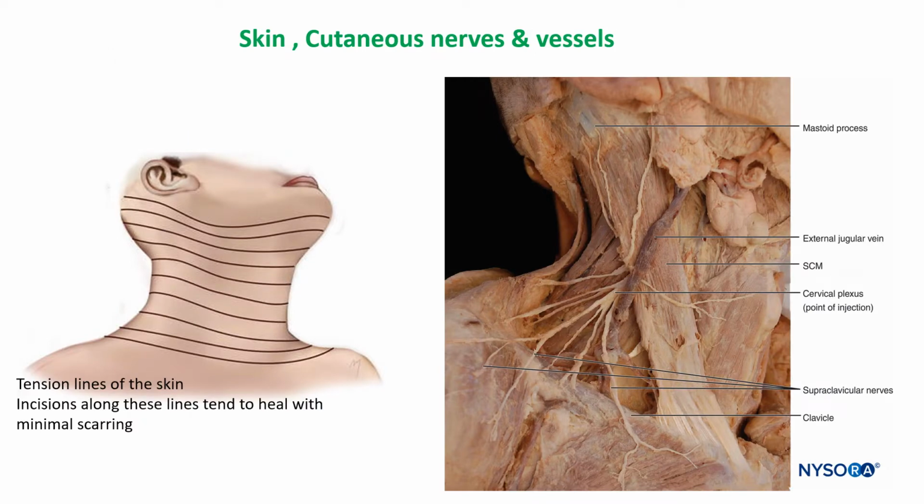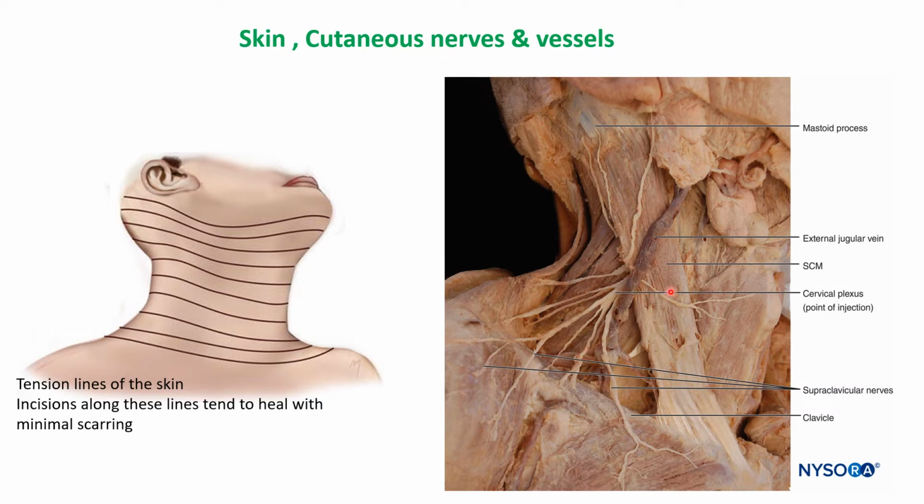Now the skin which is covering the neck has tension lines which run transversely, and as you know, incisions along these lines tend to heal with minimal scarring. Now, there are a large number of cutaneous nerves and vessels out here, and these cutaneous vessels are especially important because when you go further in surgery, you will see various skin flaps being picked up from the skin of the neck because of its extensive vascularity.